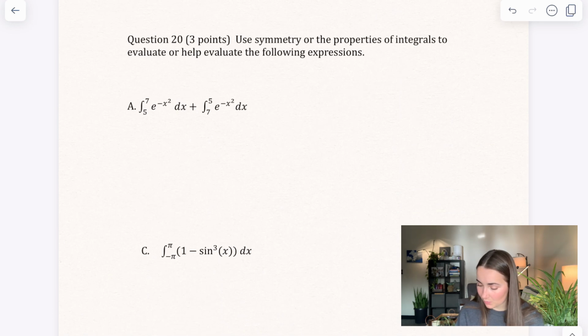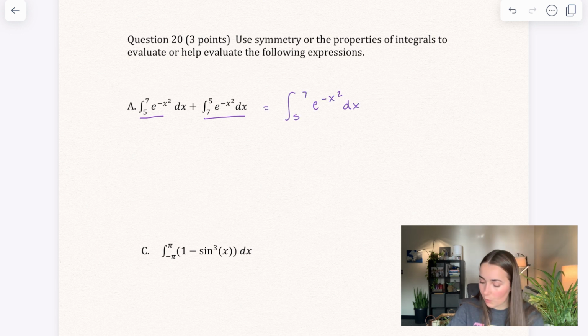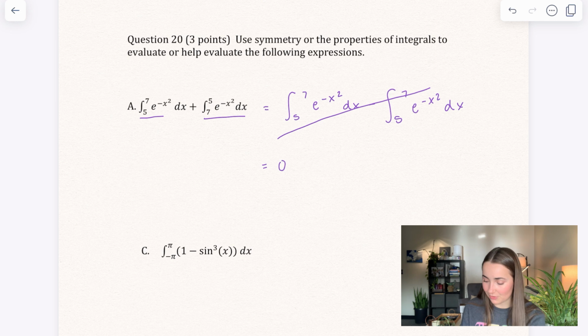Okay, problem 20, we're going to use symmetry and the properties of integrals to evaluate or help evaluate the following expressions. So here, notice that we have an integral from 5 to 7, but then we switch over to an integral from 7 to 5. So what I'm going to go ahead and do is use a property on that second integral. So when I flip the bounds for that second integral, it makes it negative. So instead of plus, this is going to be a minus. And the purpose of doing that is so that they cancel out, right? And that's just equal to a value of 0.